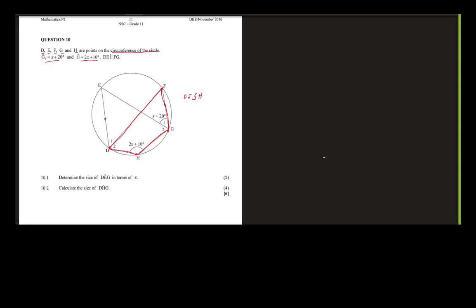Parallelogram, okay? Firstly, I want you to understand that it's a quadrilateral. Why am I saying it's a quadrilateral? Even a parallelogram is a quadrilateral. Why am I saying it's a quadrilateral? Because it has got 4 sides. If you look at this shape, D, F, G, H has got 4 sides.